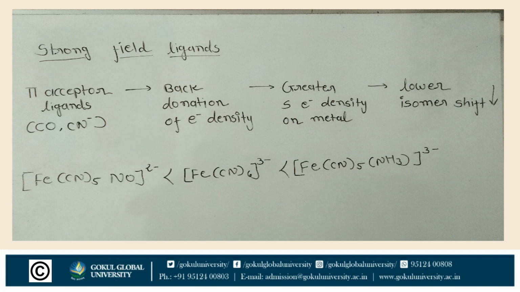For example, if we see in this case, the [Fe(CN)5NO]2- ion will have a lesser isomer shift as compared to [Fe(CN)6]3-, while this will have a lesser isomer shift as compared to the [Fe(CN)5NH3]3- ion.